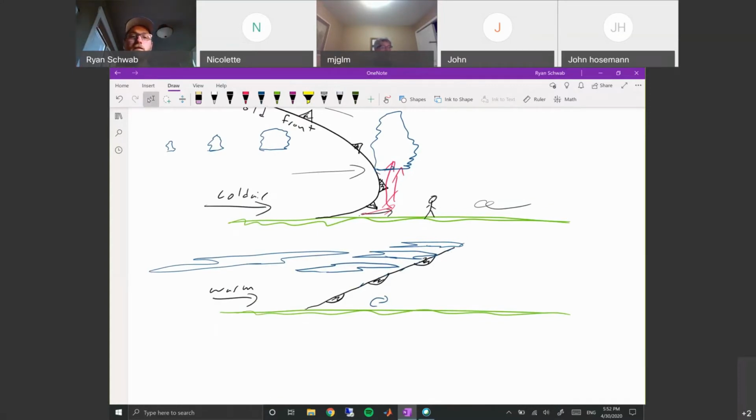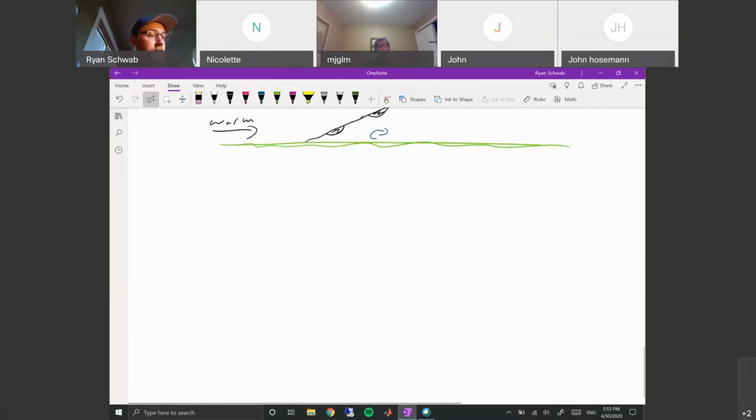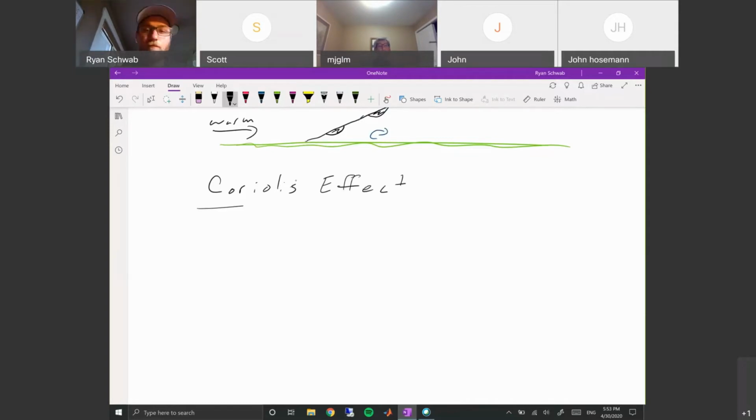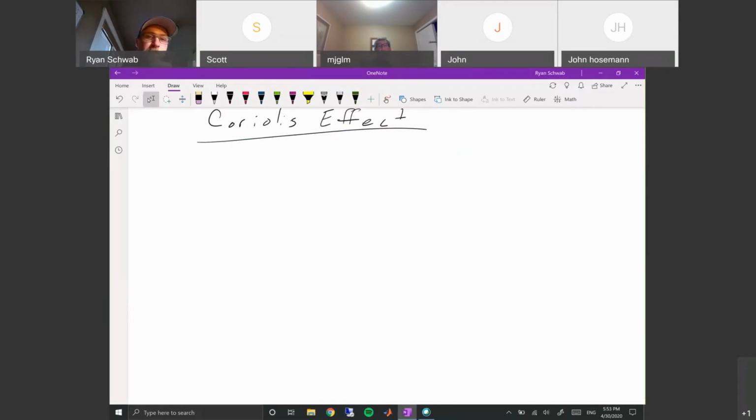Now that we know what these fronts look like, let's talk about the actual pressure systems themselves. So to do that, first we'll go over the Coriolis effect. Coriolis effect, something along those lines for spelling. So the whole idea behind the Coriolis effect is that the Earth's rotation rate is really affecting how things turn on the northern versus southern hemispheres.